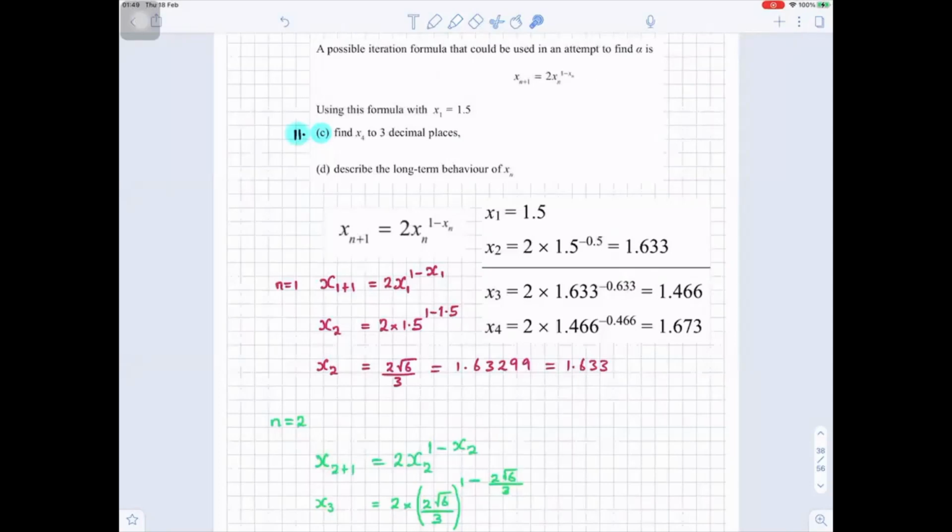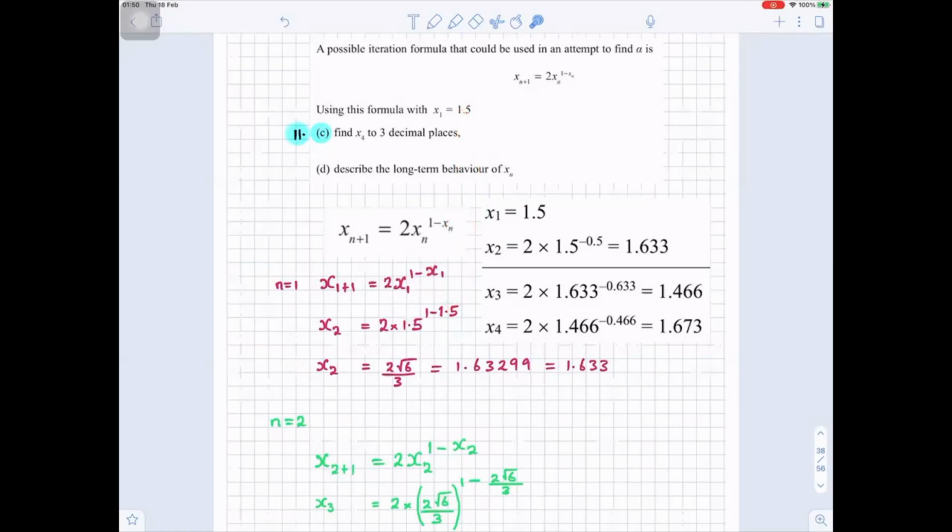Question 11C. Find x4 to 3 decimal places. Describe the long-term behavior of xn. So we are using this iterative formula. When n is 1, it'll be x_(1+1) equals x1, so put 1 for n and 1 there. So 2 times x1 to the power 1 minus x1. And we know x1 is 1.5, so 1.5 comes there and 1.5 comes there. So that'll give us 2 times 1.5 to the power 1 minus 1.5.